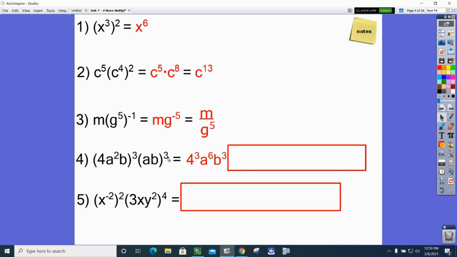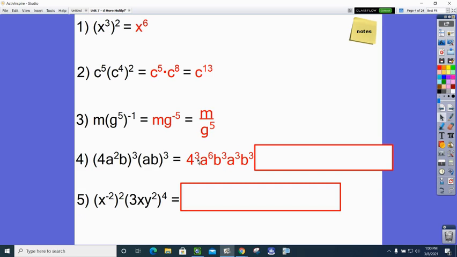Everybody in the parentheses is going to get that 3. So a to the 1st is going to get the 3rd, so 1 times 3 is 3. And b to the 1st is going to get the 3rd. And now we've got this. Now we need to clean up. Can you clean this one up?